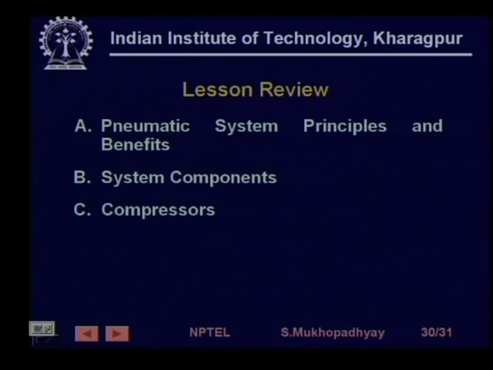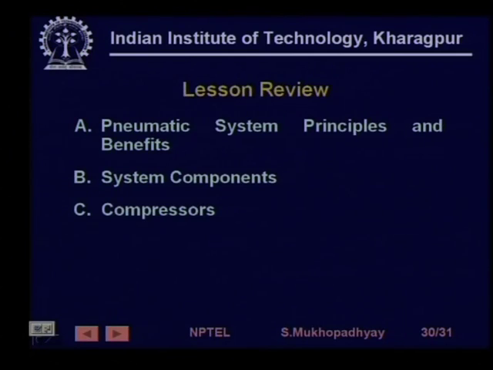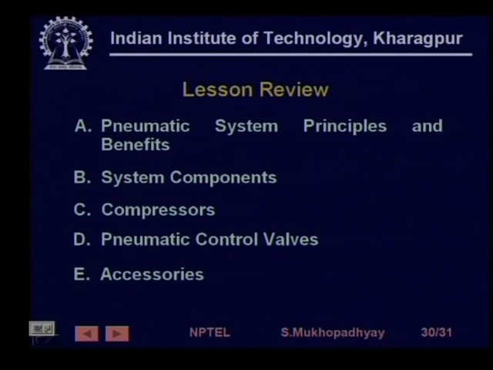We have also seen the main system components, in the sense that we have talked about compressors, accumulators, regulators, and some kinds of direction control valves as well as the cylinder. Now, there are various other kinds of elements which we will talk about in the next lesson. So, we have seen the major kinds of system components. Compressors we have seen, mainly the compressors which are used are reciprocating compressors. We have seen how they work, and we have looked at some pneumatic control valves, various kinds, and we have also talked about accessories such as lubricators and filters.